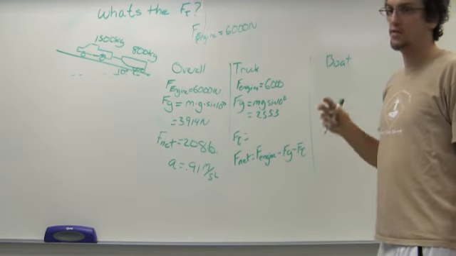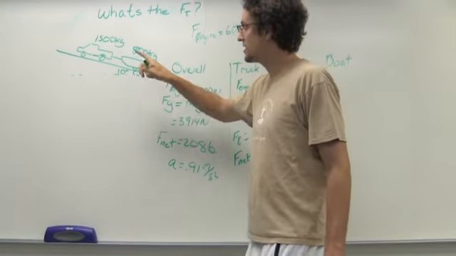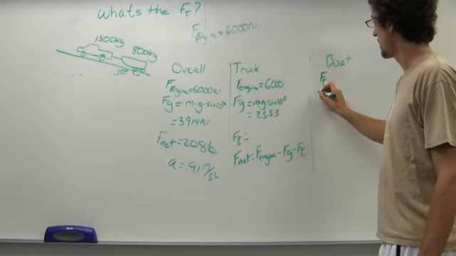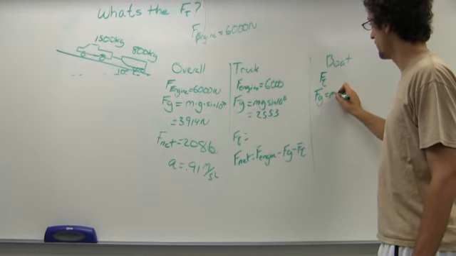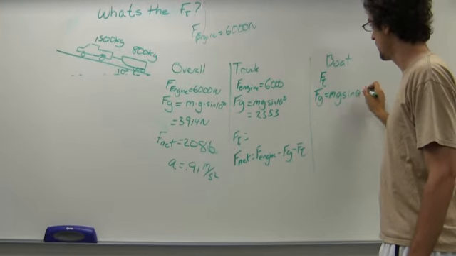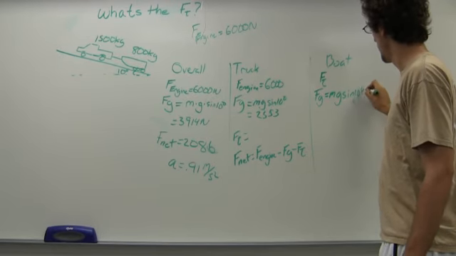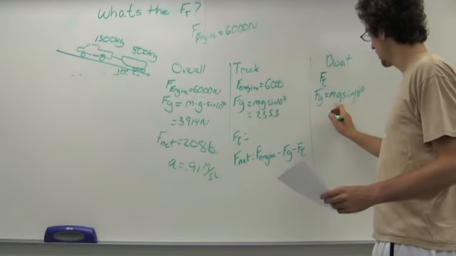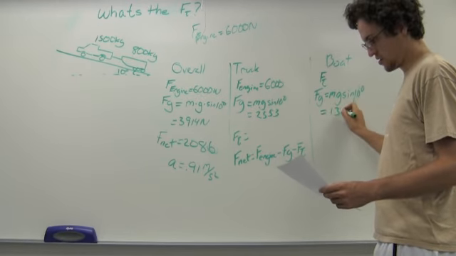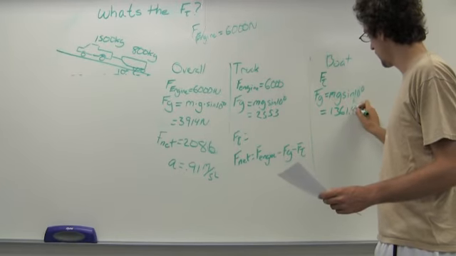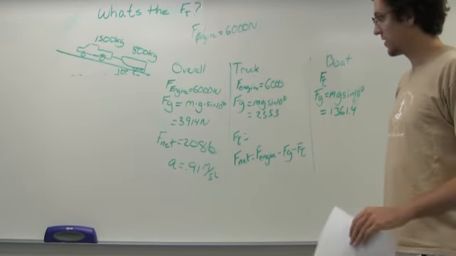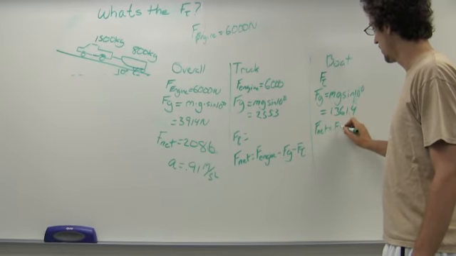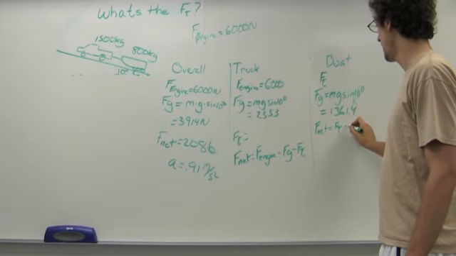For the boat, we only have two forces. The engine's not attached to the boat directly, so all we have is Ft, and Fg, which again is mg sine theta, or sine of 10 degrees. But we're using a different mass, just the mass of the boat, and we end up with 1361.4. Perfect. And again, we have our Fnet is equal to force of tension minus Fg.